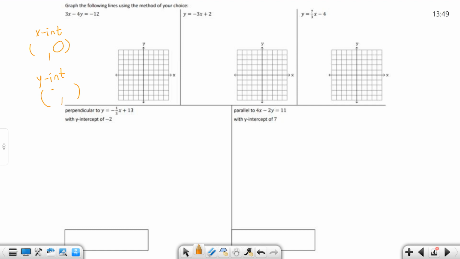Y is 0 for the x-intercept. X is 0 for the y-intercept. So again, if y is 0, that's gone. So then we have what? 3x is negative 12. So we're dividing negative 12 by 3 and get negative 4. And on the x-axis, negative 4 is to the left. We only go left and right when we find the actual x-intercept like this.